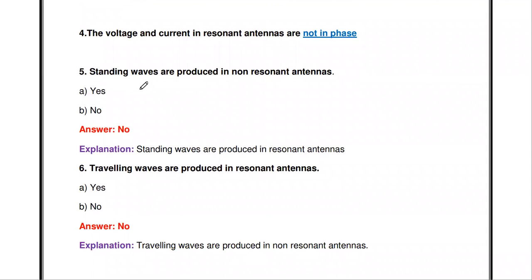Then the next one: the standing waves are produced in non-resonant antenna. There are two types of antennas: resonant antenna and non-resonant antenna. Here the statement is about the standing wave. You already know the standing wave is the superimposition of incident wave and reflected wave. So the standing waves are produced in non-resonant antenna. True or false? It's false. Standing waves are produced in resonant antenna only. In non-resonant antenna, standing waves are not produced.